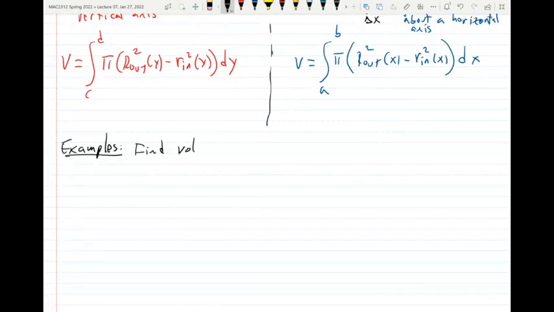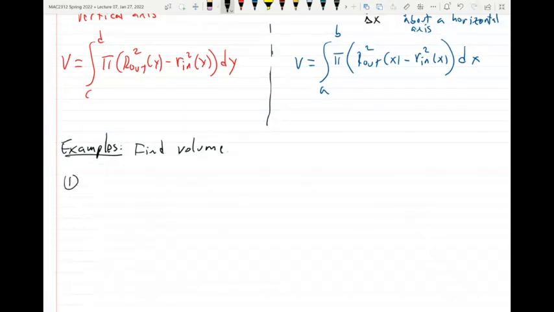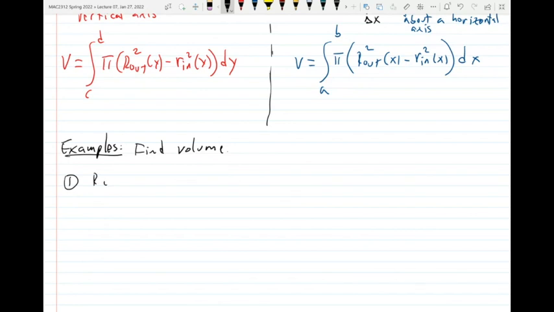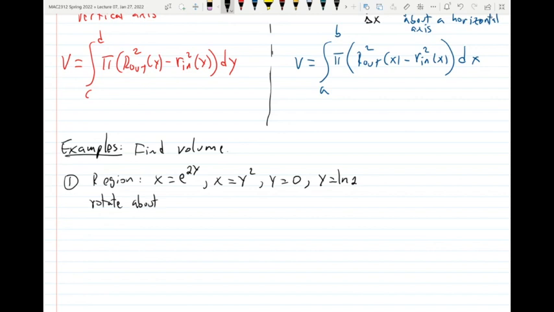So find the volume. Let's call this number 1. The region is given by the following functions: x equals e to the 2y, x equals y squared, y equals 0, and y equals ln of 2, and we're going to rotate about the y-axis.